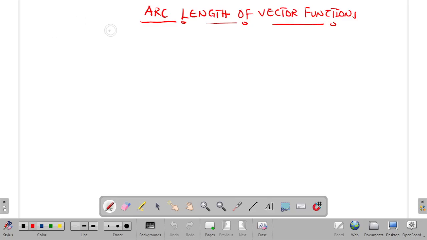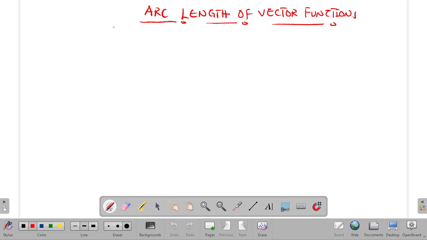In this lesson, I'll be taking you through the arc length of vector functions. In our previous lessons on vector functions, we looked at how to graph vector functions, how to find the tangents, the binormal vectors, as well as the normal vectors of vector functions. So in this lesson, we're going to talk about arc length. What do we mean by arc length of a vector function?